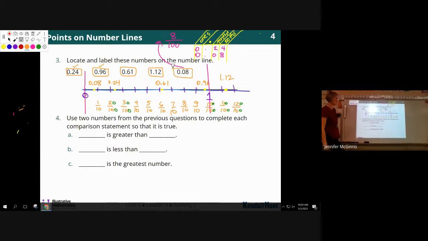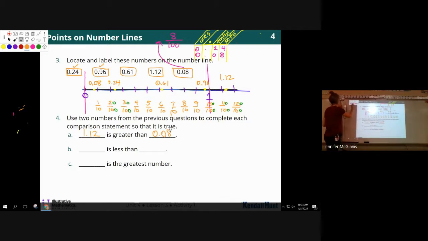Now that we have all of these numbers plotted, we can do this. Use two numbers from the previous questions to complete each comparison statement so that it is true. Blank is greater than blank. Which one do you want? David? 1 and 12 hundredths is greater than 0 and 8 hundredths. Is that true? Yeah.